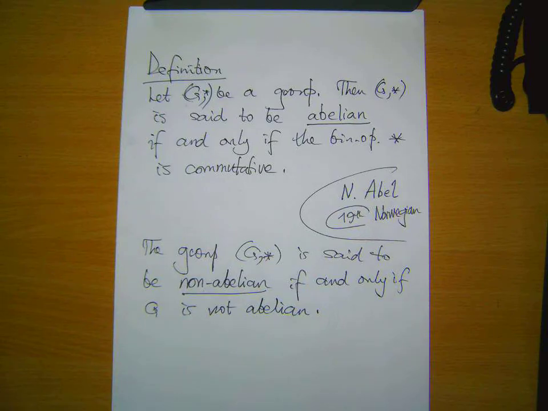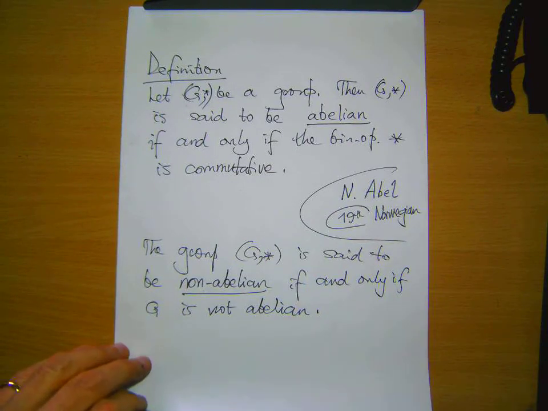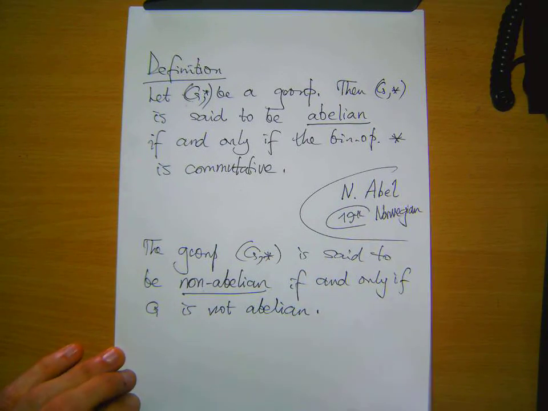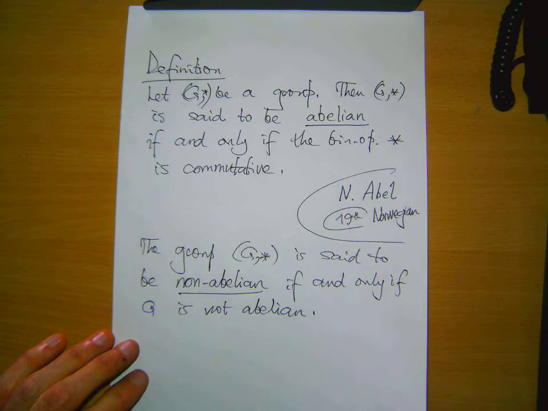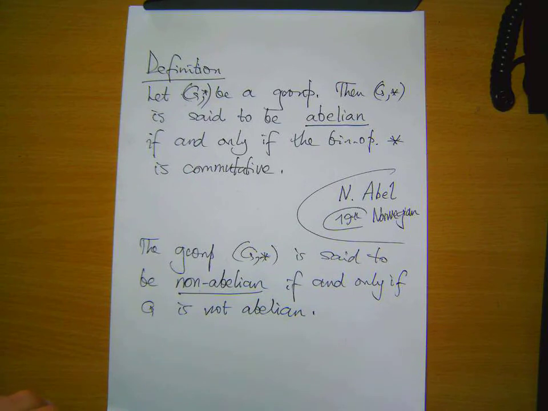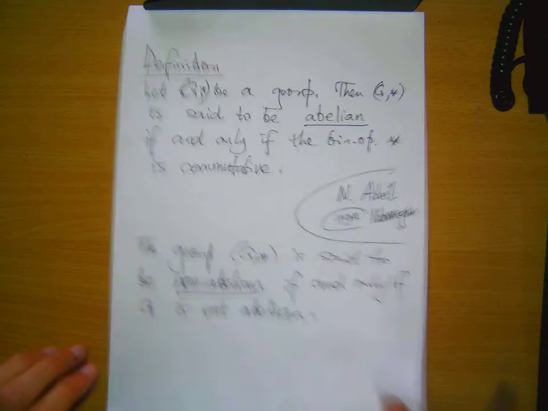And we've met examples of both. Okay, so abelian means that the binary operation is commutative. Non-abelian means that the binary operation is not commutative. So let's just have some examples.